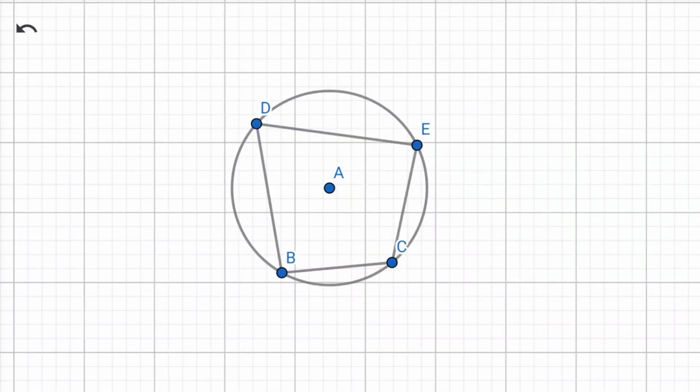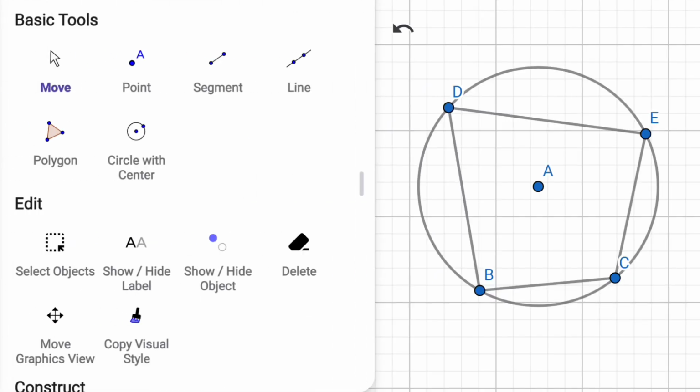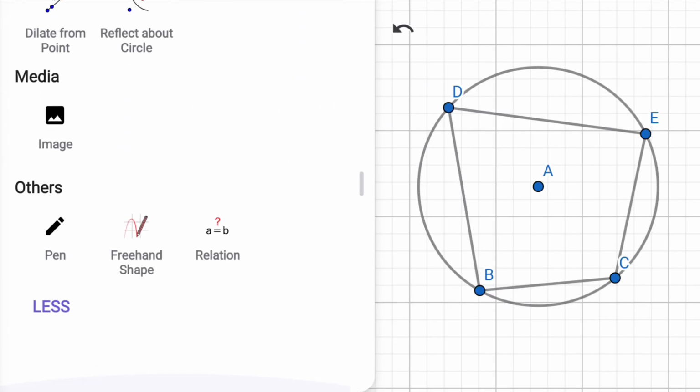Also, when there's a quadrilateral inside a circle and all its corners, or vertices, touch the circumference, we call it a cyclic quadrilateral. In this kind of shape, the opposite angles always add up to 180 degrees. So, for example, angle BDE plus angle BCE equals 180 degrees.